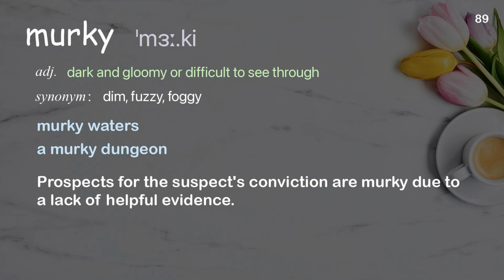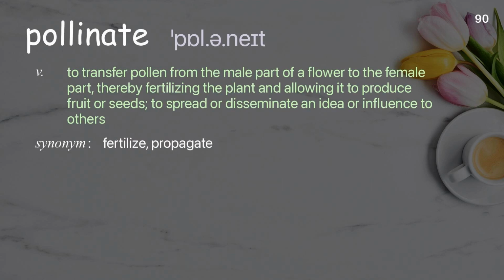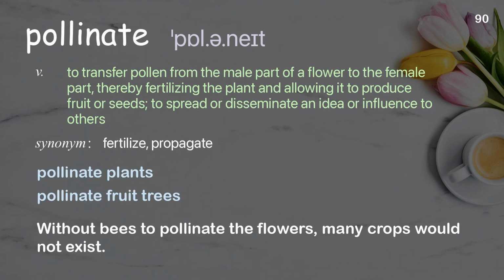Pollinate. To transfer pollen from the male part of a flower to the female part, thereby fertilizing the plant and allowing it to produce fruit or seeds. To spread or disseminate an idea or influence to others. Examples: Pollinate plants, pollinate fruit trees. Without bees to pollinate the flowers, many crops would not exist.